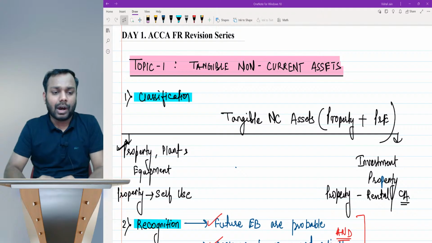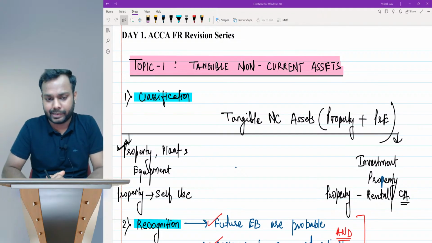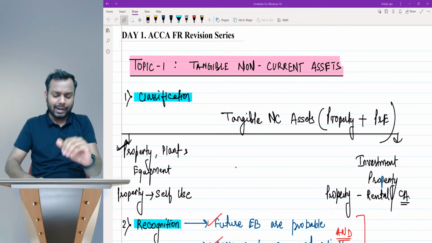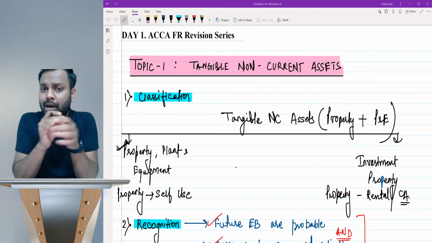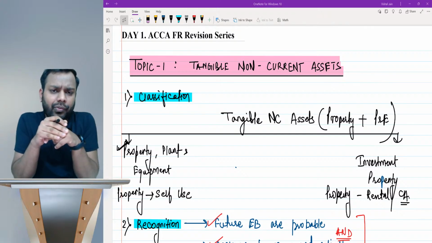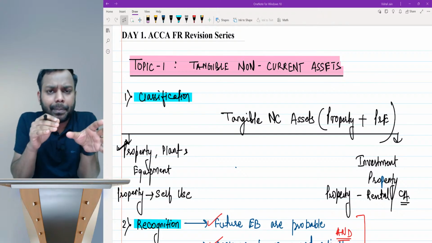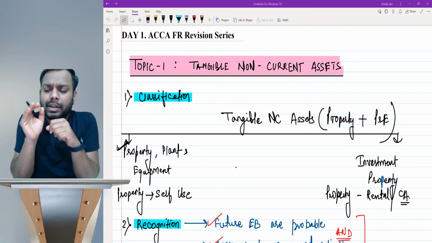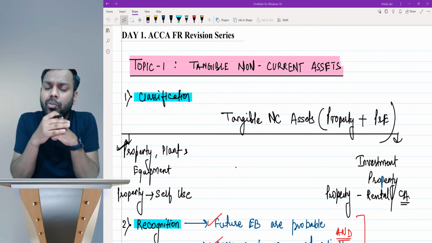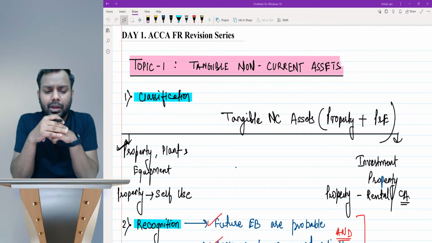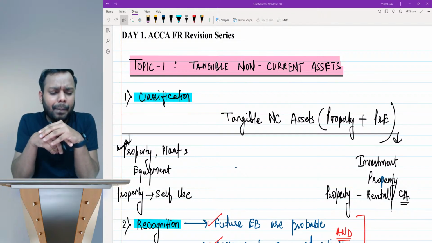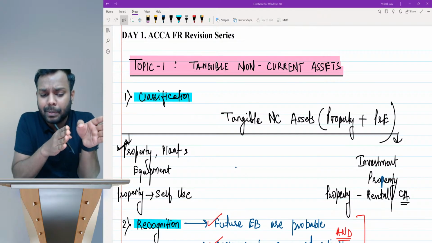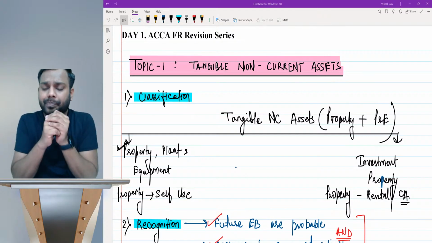The first topic that we have to discuss is tangible non-current assets. Guys, in tangible non-current assets, the major assets which form part are property, plant, equipment, and investment property. Now let's understand this one. What is the difference between property, plant, equipment, and investment property?